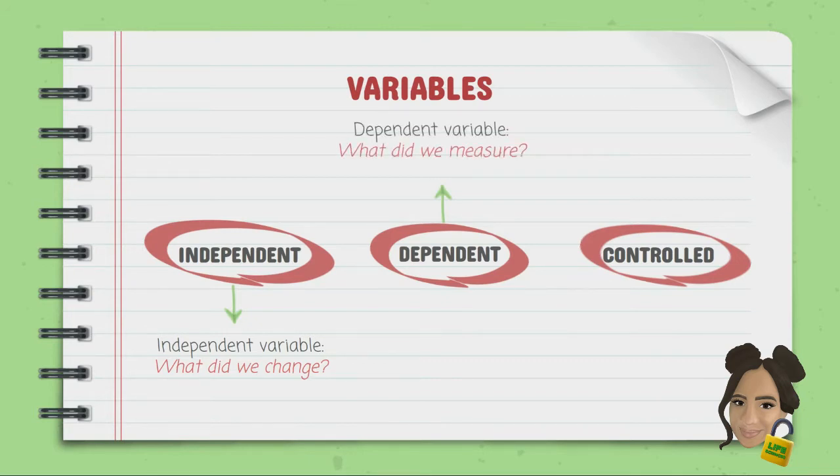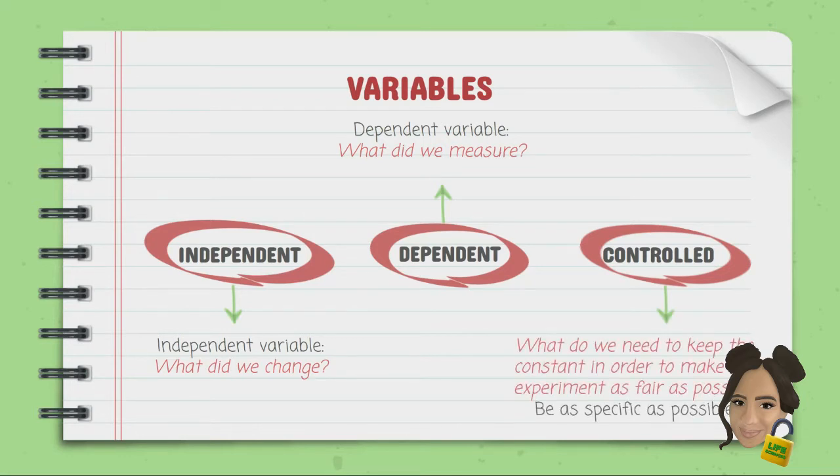The key to correctly stating fixed or controlled variables is to be as specific as possible. So rather than just saying the plant, mention the type of plant, the height of the plant, the pH of the water, the temperature of the water, etc.